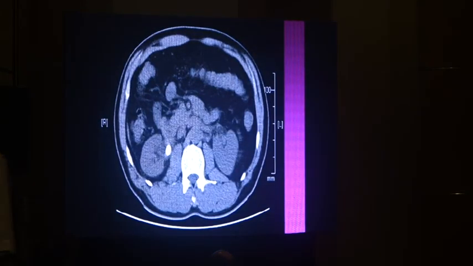What is this? This is a transverse or axial scan of the abdomen, and the second thing is that this is without contrast. So what is this? Yes, this is basically a right renal calculus.